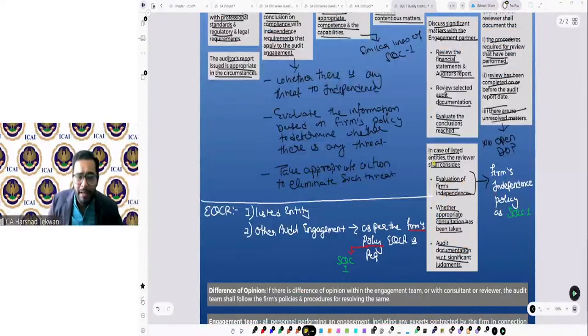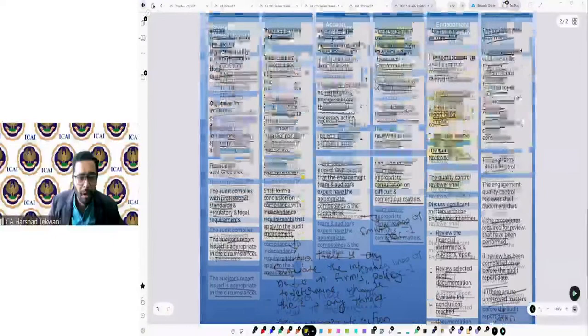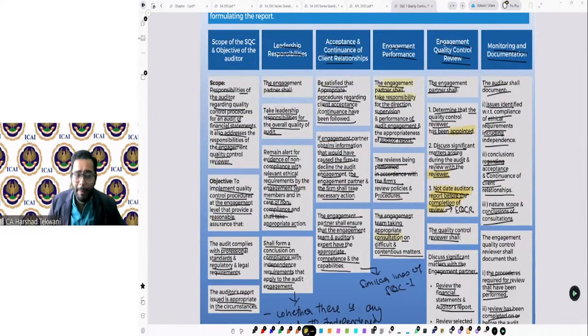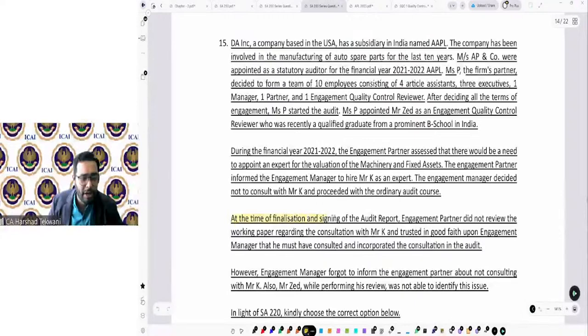Same lecture, we also discussed about the independence. In case of listed, the reviewer shall consider the evaluation of firm's independence as per SQC 1. In that lecture, we discussed the answer to the question before this. Remember? Now, if I say it's the responsibility of the engagement partner to look into the matters. Engagement partner shall take responsibility for the consultation on difficult and contentious matter. And here in our question, engagement partner missed out. At the time of finalization and signing audit report, engagement partner did not review working paper. Plus, engagement manager forgot to inform engagement partner. Even Mr. Z, while performing his review, was not able to identify the issue.